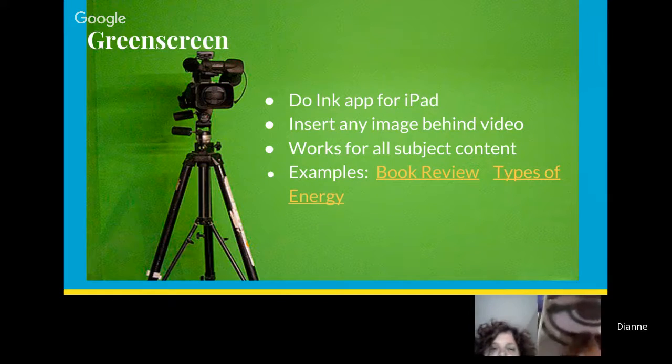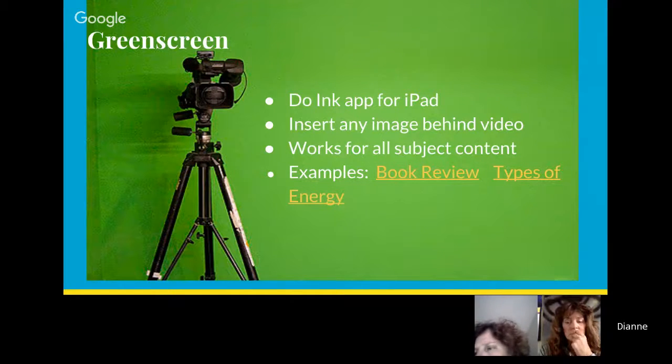Green screen. We have a giant wall green screen. We're very lucky in our makerspace. At first, we thought we were doing just the Doink app for the iPad, but through Wevideo, we found that we could do it there as well by changing the image behind the video. One thing I love about the Doink app is that you can have multiple backgrounds. I was still trying to figure that out with Wevideo, but I think it will do the same. And again, it works for all subject areas.